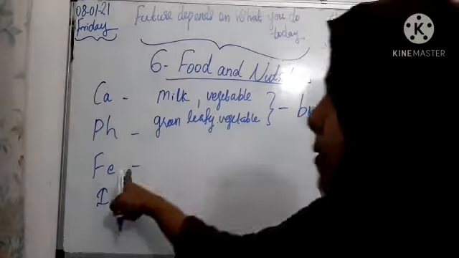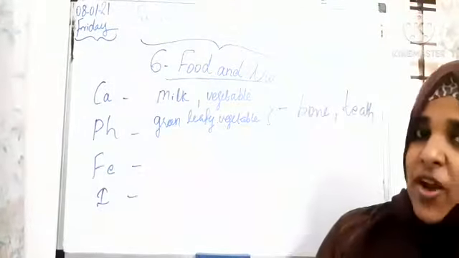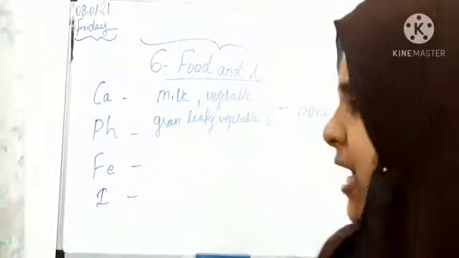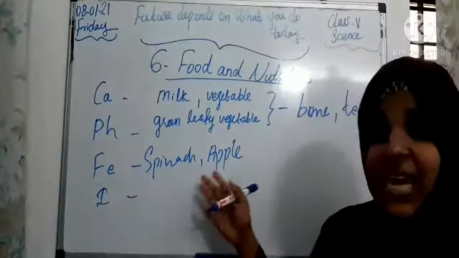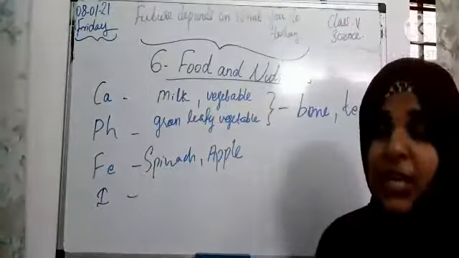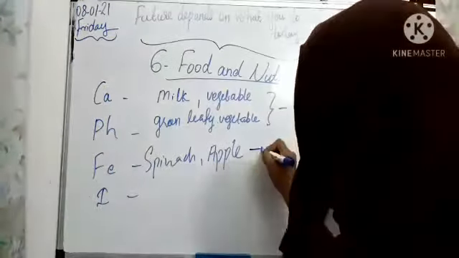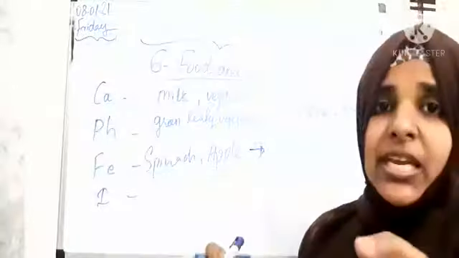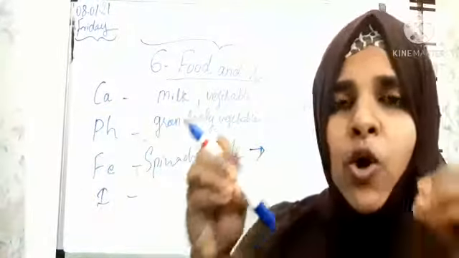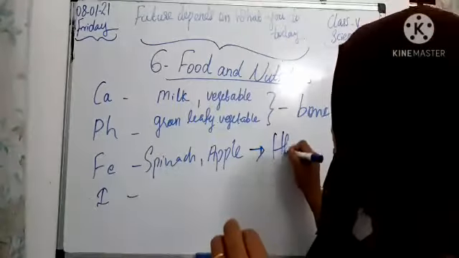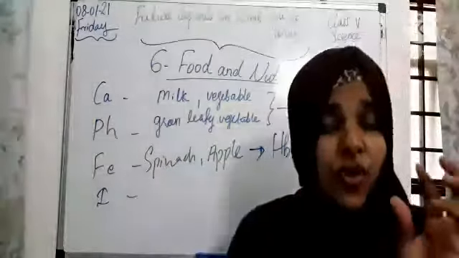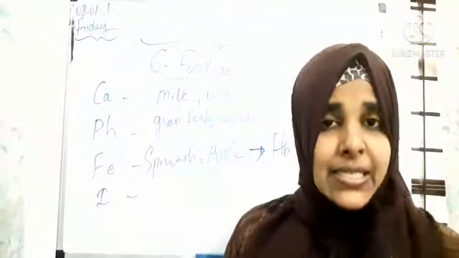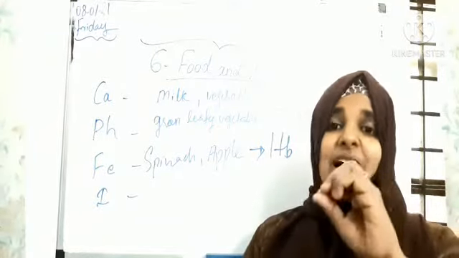Next we can check iron. What are the main sources of iron, children? In which type of food can we see iron? That is spinach, apple and pulses. These are different types of iron rich food. And the main function of iron in our body is that it helps the formation of hemoglobin in our blood. What is hemoglobin, children? That is the red pigment of our blood. Hemoglobin is a pigment that is seen in our blood.